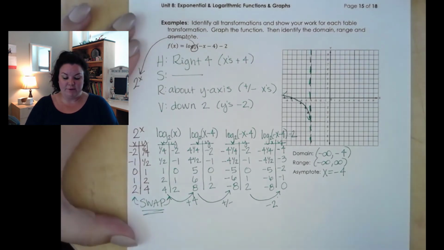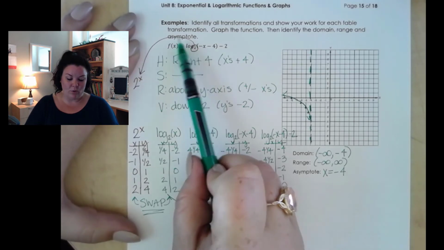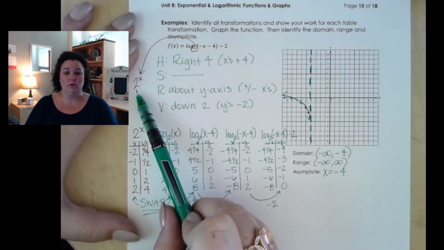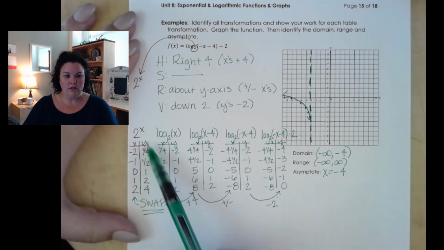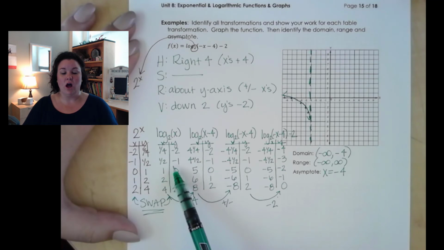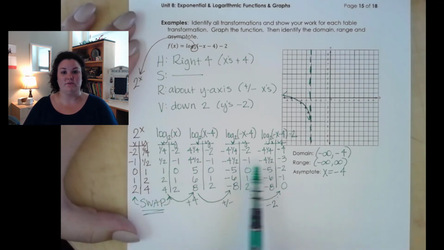Okay, so the only thing that's different in this section from just graphing regular exponential functions is that we first must take that log base and create a table with the exponential form, or the exponential parent, if you want to think of it that way. Then once we have the exponential form, we swap it to get our log form. And then once we're in log form, then we can do our transformations.